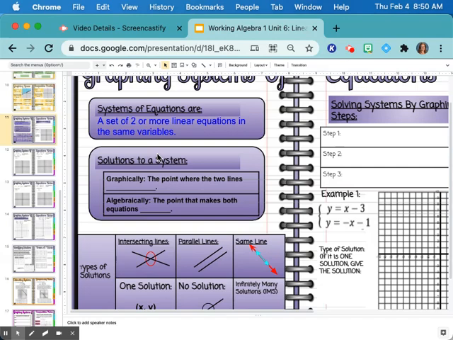So a set is when we have two or more. We're going to focus in Algebra 1 with two equations and two variables, x and y. So solutions to a system, graphically, it's going to be the point where the two lines intersect.